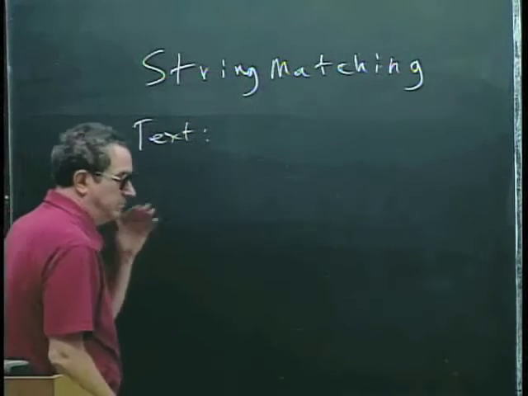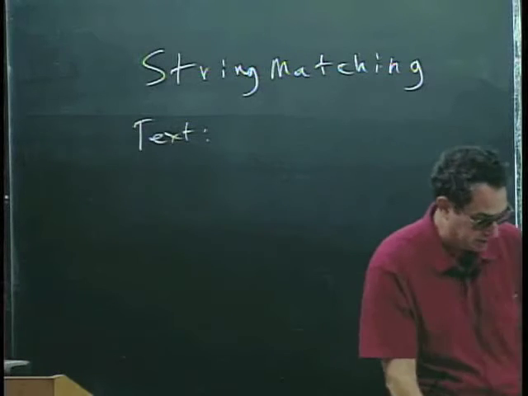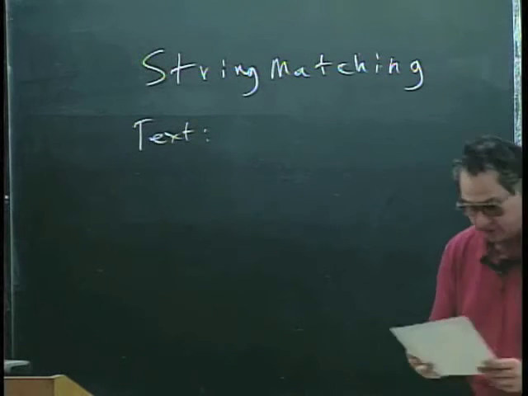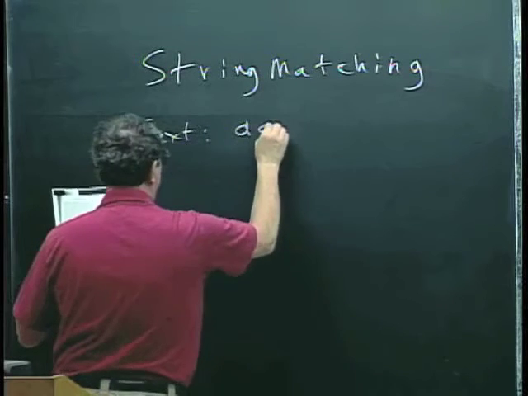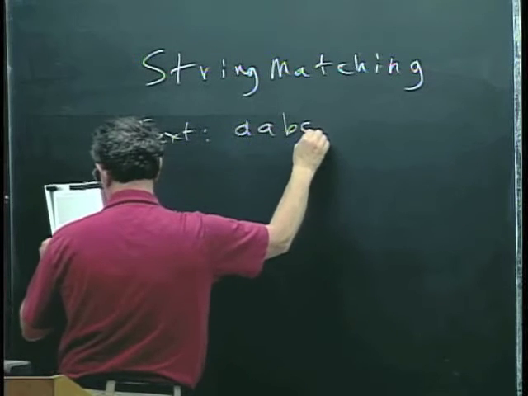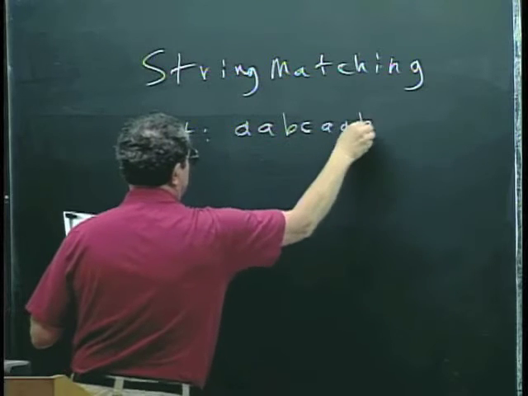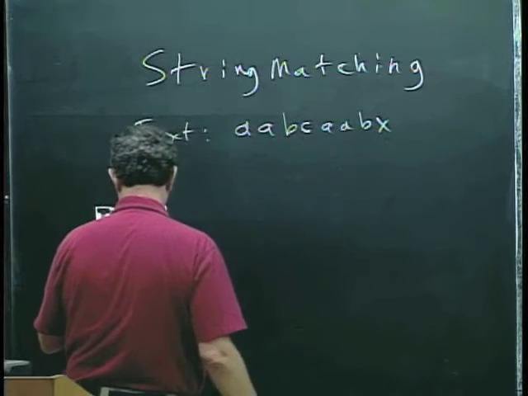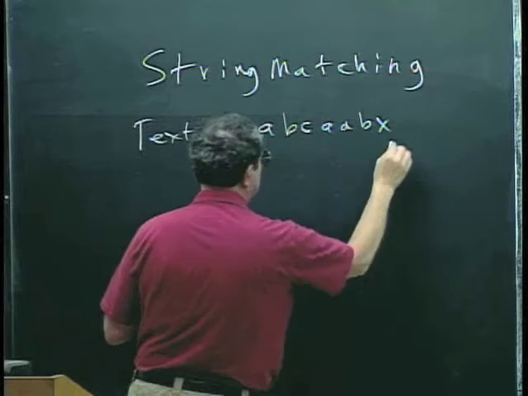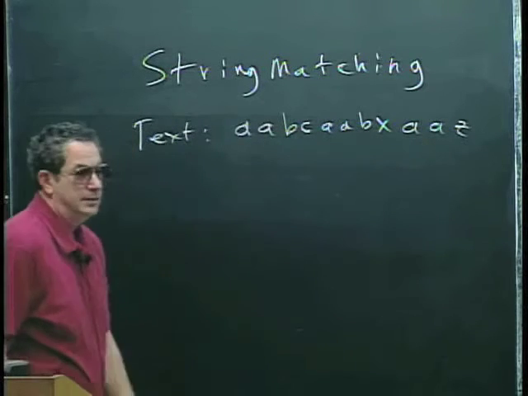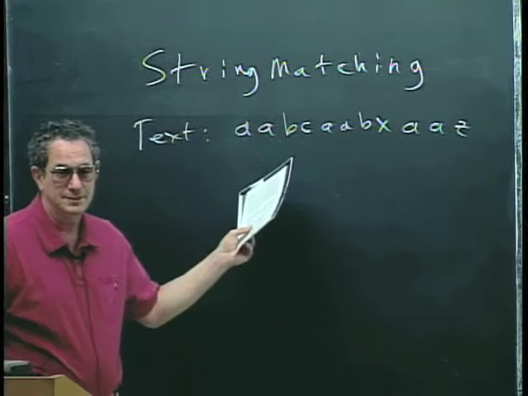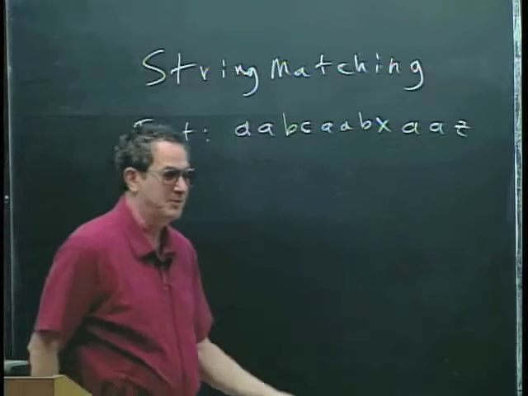which is some string, a string of characters. Let me give an example. Well, you can really take any example. A, B, C, A, B, X, A, Z. Okay? Which is Superman's middle name or something. Anyway, if you follow those comics.